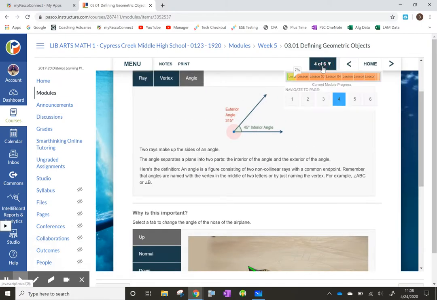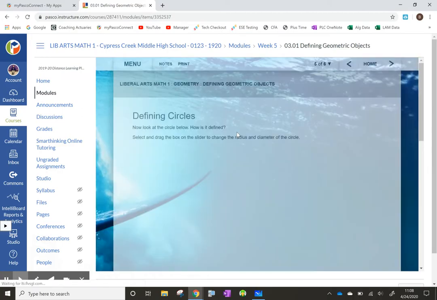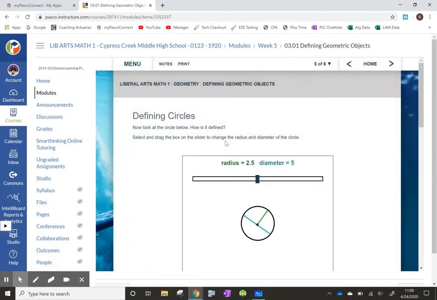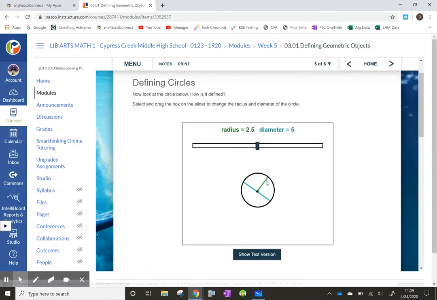All right, and then our last page, more definitions. Circles. The main things you need to know are radius and diameter. The radius is only half the length of the circle across. It goes from the center point, if you will, to the edge. The diameter will go all the way across. So diameter is always going to be twice the distance of the radius. So if the radius is 2.5 inches, the diameter will be 5 inches, because the radius is half the distance and the diameter is the full distance.